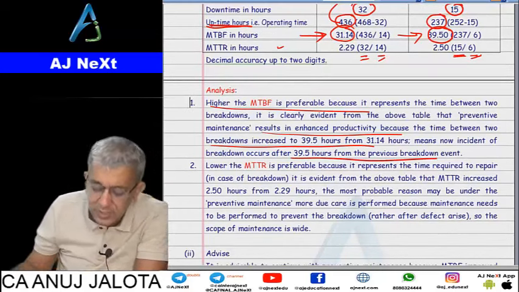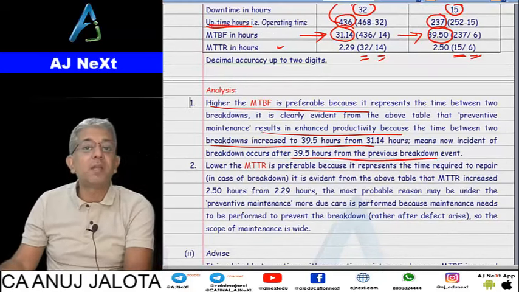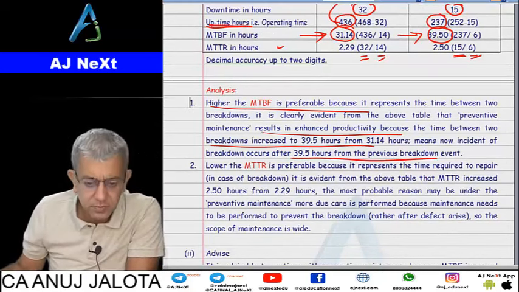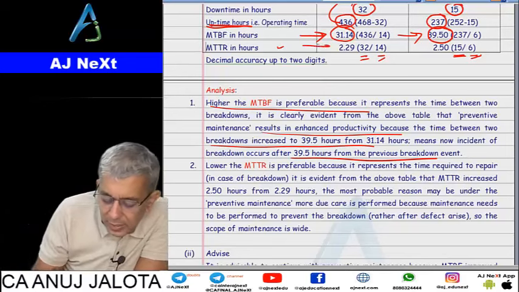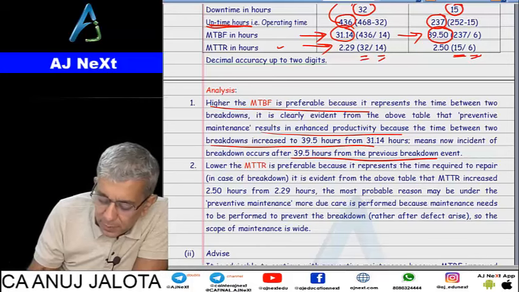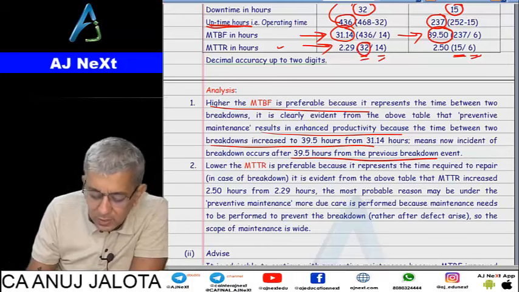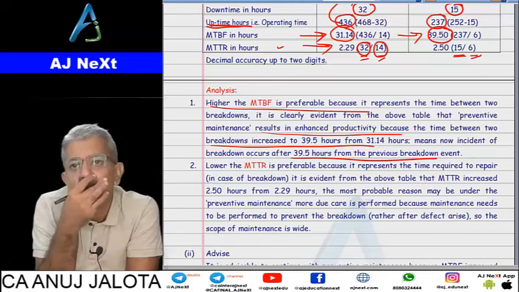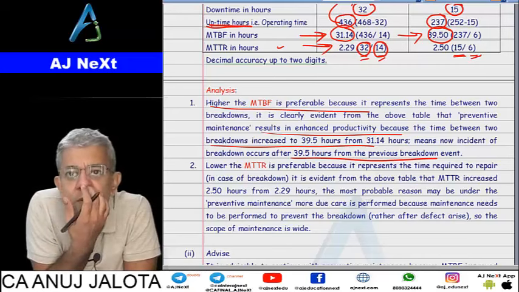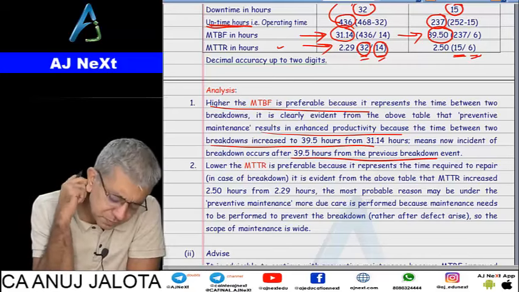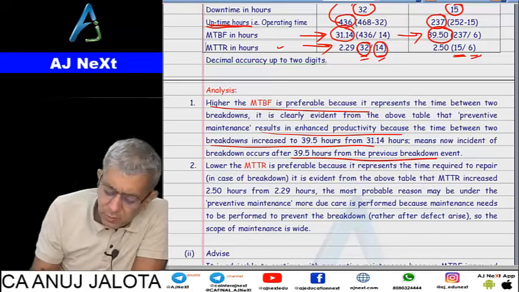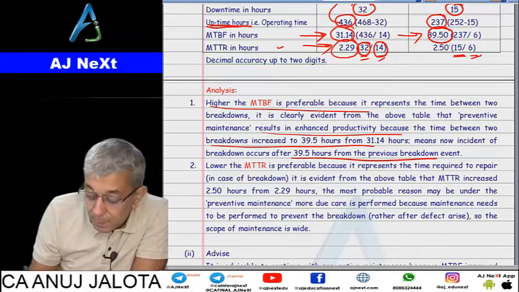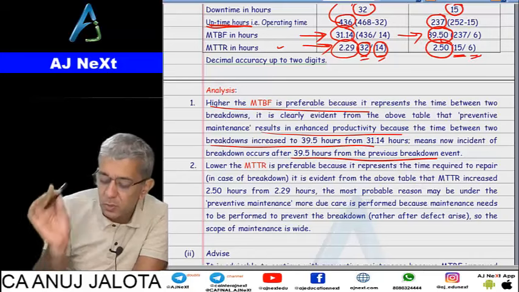So now the incidences of breakdown happen after every 29.5 hours. So the other part, that is MTTR. See, the breakdown happened for 32 hours. In 32 hours, this was a total breakdown. A number of failures were 14. So this will represent the time that it takes to repair a machine or something like that. Okay, so therefore it was 2.29, but now that particular thing has increased to 2.5.